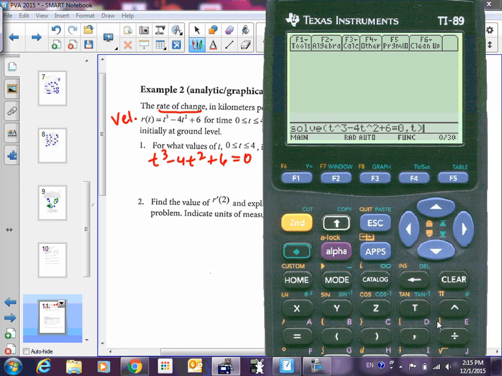If you don't have your calculator today, or if the batteries are just dead, make sure you get that taken care of and bring it tomorrow and the next day, especially because we have a quiz Thursday. You want to have a calculator. You're going to have to do these calculations by hand if you don't have a calculator.